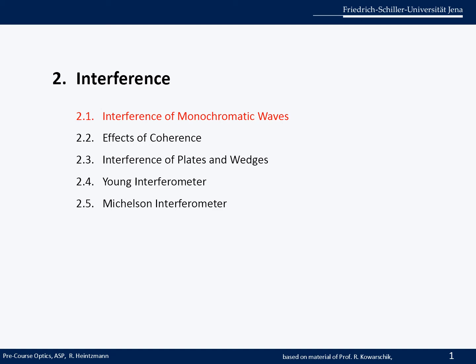In this third lecture of optics, we will look at another aspect of light, which is the wave nature of light. So we will start with looking at the interference of monochromatic waves. Then we go to the effects of coherence, analyze the interference of plates and wedges, Young's interferometer, and Michelson interferometer. All will be topics.